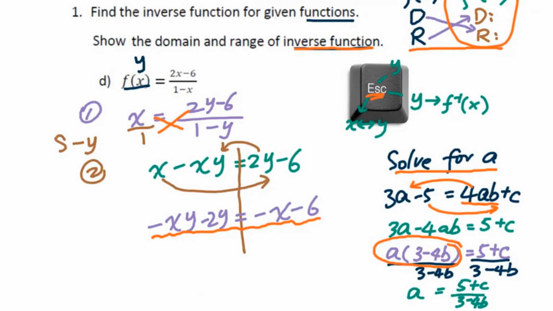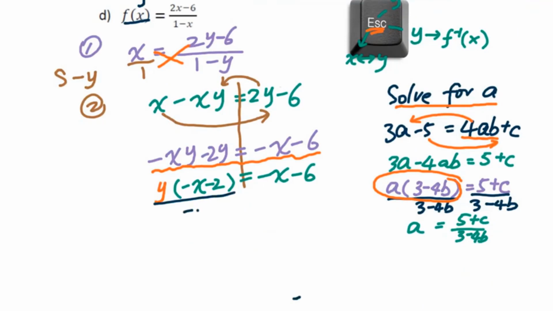Now let's go back to the inverse function part. For negative xy minus 2y, we factor out y from this part. You get y times (negative x minus 2) equals negative x minus 6. Then you divide both sides by negative x minus 2.